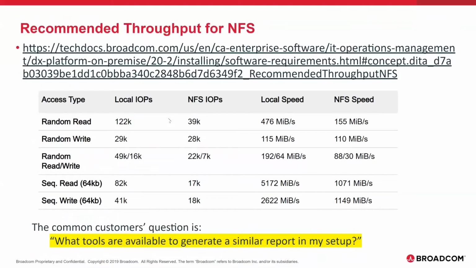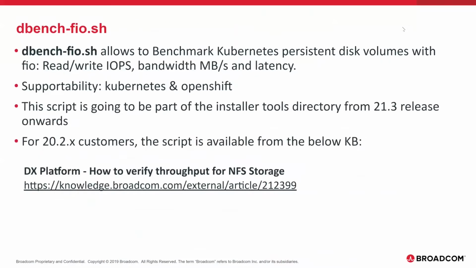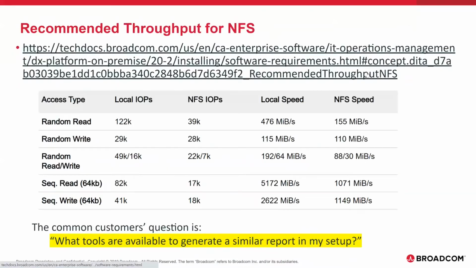So this is the recommended throughput as per documentation. Basically, we have a page where we put a table. This table was initially created by development and engineering doing the testing. The table gives you some figures, but the common question from customers is always about how Broadcom has collected this data, and what tools they have to generate a similar report.